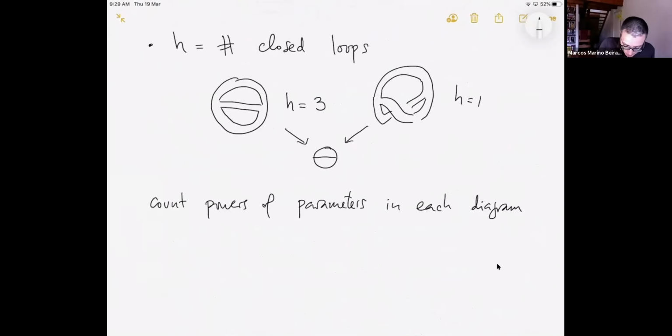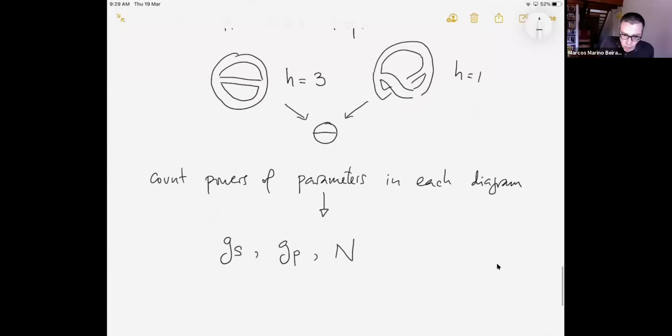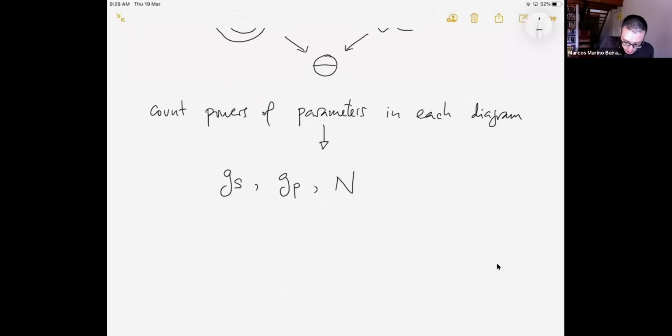So how does this go? Well, let's see. There are various quantities that we have here. Remember, what are the parameters, first of all? There is a parameter GS, which we introduce as an overall factor in the action. Then there are the couplings corresponding to the traces of the matrices, and then there is N. So these are the parameters in the theory. So how do we count the powers? Well, remember that GS is in the action, so it's here.